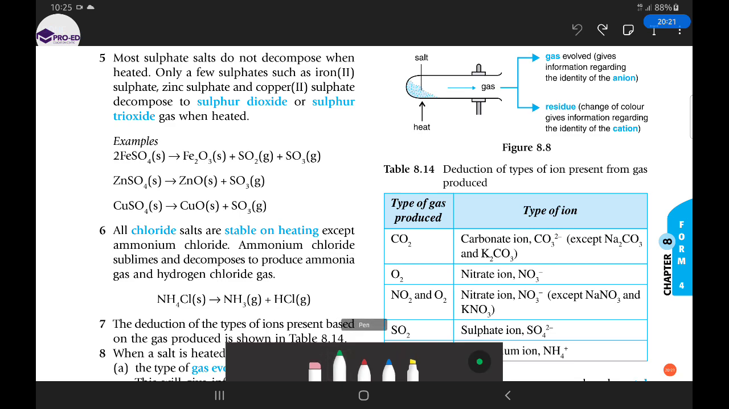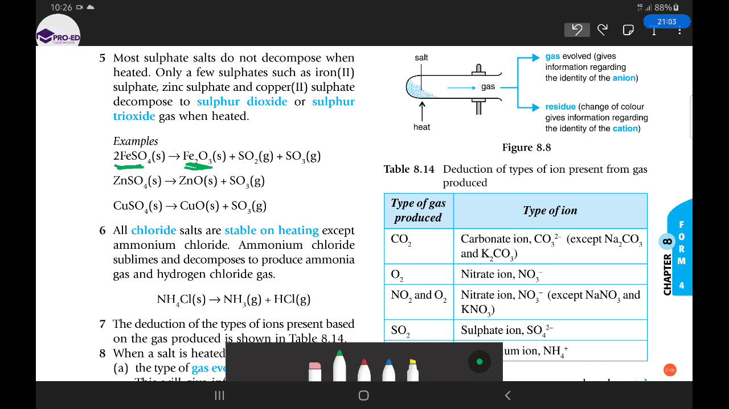So we're going to see an example. Again, all sulfate salts do not decompose except these 3 in your syllabus you need to know. So sulfate salts, you heat it up, it won't decompose, except if it's iron, zinc, or copper sulfate. That's it. So let's have a look. If it's iron sulfate, it's a bit unique, because iron II sulfate is going to break down to iron oxide, sulfur dioxide, and sulfur trioxide. So it's a special case.